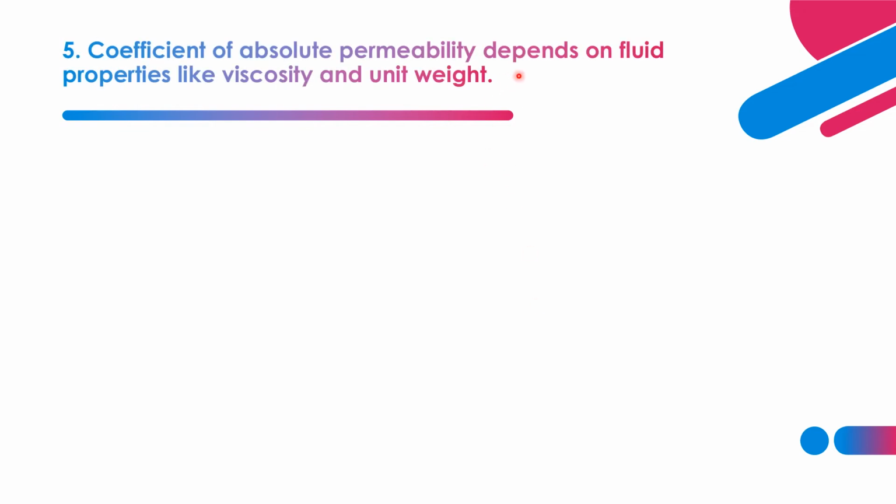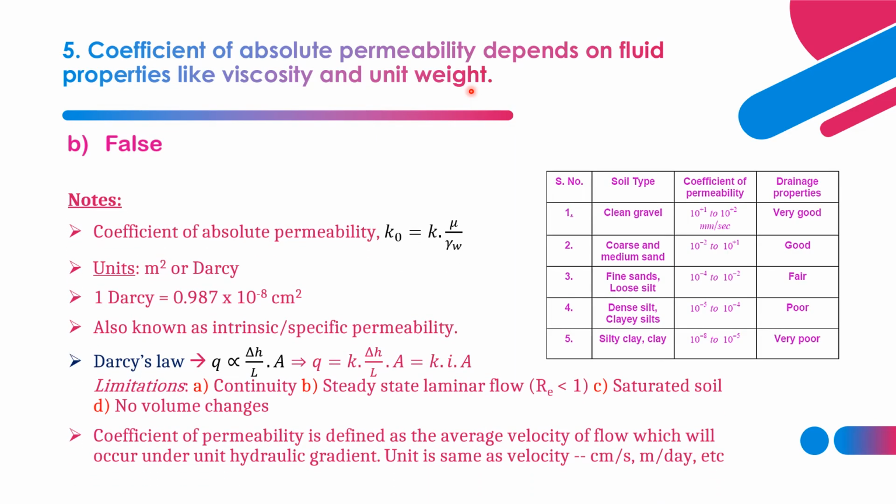This question deals with the absolute permeability concept. Coefficient of absolute permeability depends on fluid properties like viscosity and unit weight, whether this statement is true or false. We have seen the dependent factors that affect the permeability. Here they have mentioned absolute permeability. So does the coefficient of absolute permeability depend on fluid properties or not? No, it is false. Coefficient of absolute permeability does not depend on fluid properties. It only depends on the soil properties. So that is why this statement is false.